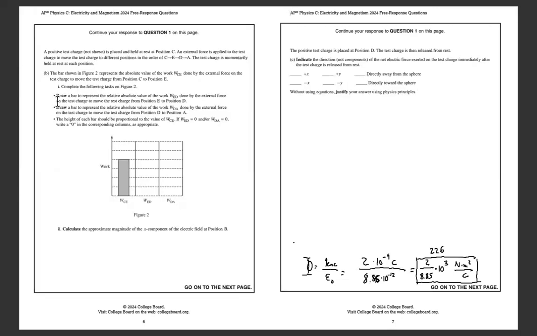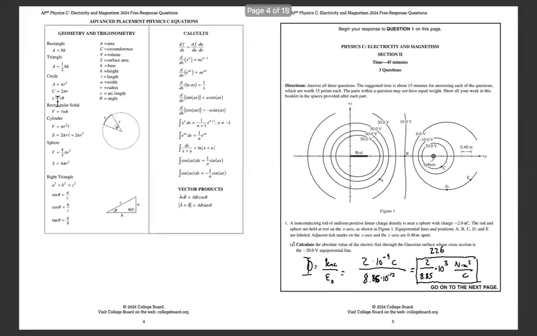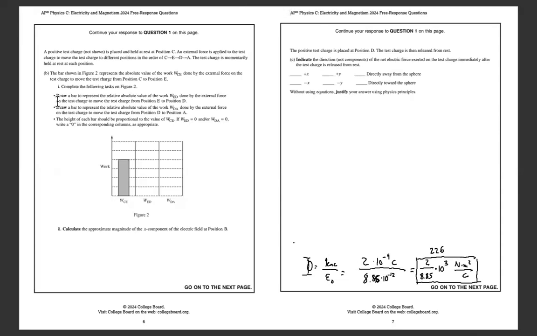All right, a positive test charge is now placed and held at rest at position C, which is along that same equipotential. An external force, oh geez. Okay, let me grab my paper copy real quick because I'm going to need to refer to the picture. All right, got my paper copy here. So it's moving from C to E to D to A, and it's held at rest momentarily at each position.